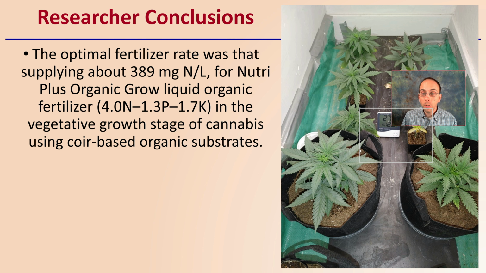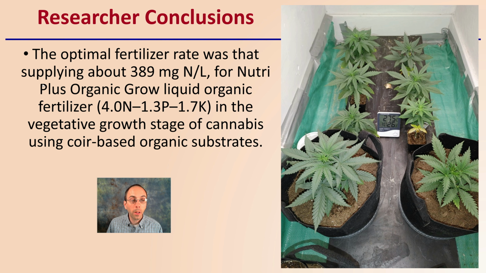So what are the researchers' conclusions based on the study? Well, the optimum fertilizer rate, based on the math that they did, was close to that 400, but specifically 389 milligrams of nitrogen per liter for the fertilizer that they chose to use, in the vegetative growth stage of cannabis, using coir-based organic substrates.